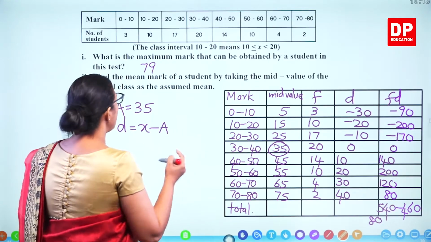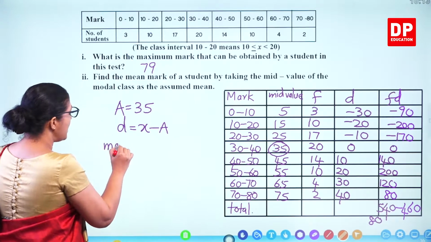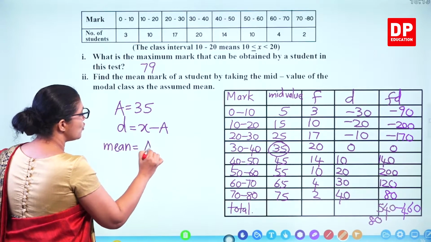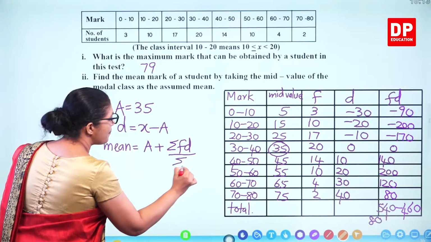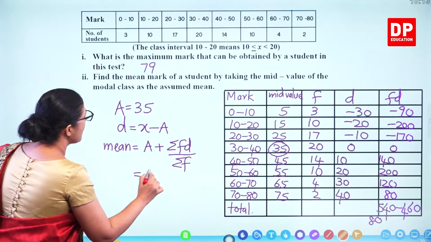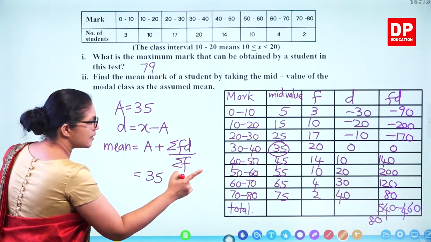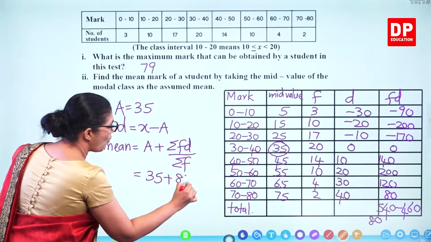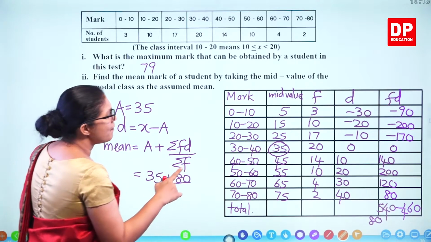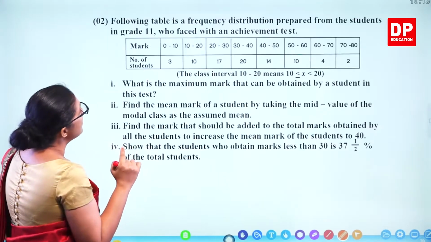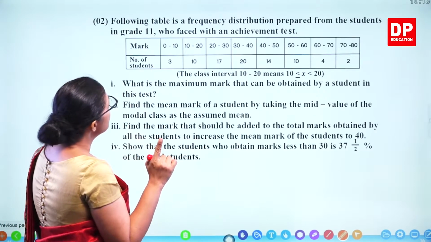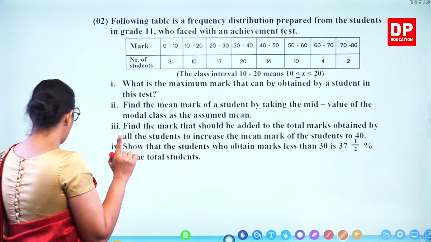Now you can find the mean value. Mean value is assumed mean plus sigma fd over sigma f. 35 and positive 80 over total frequency. We'll see whether they have given the total frequency. Not given. So we have to count and see.